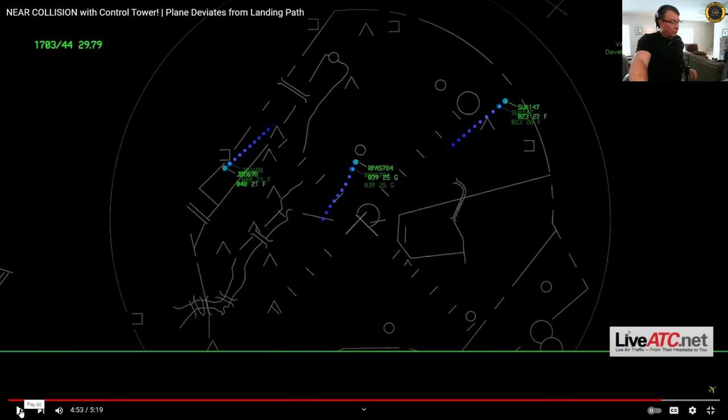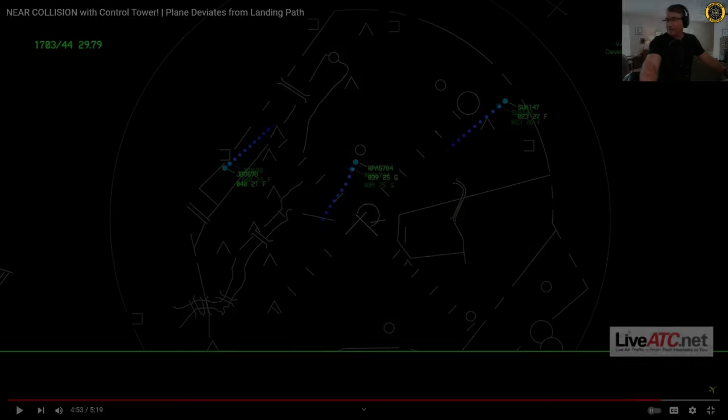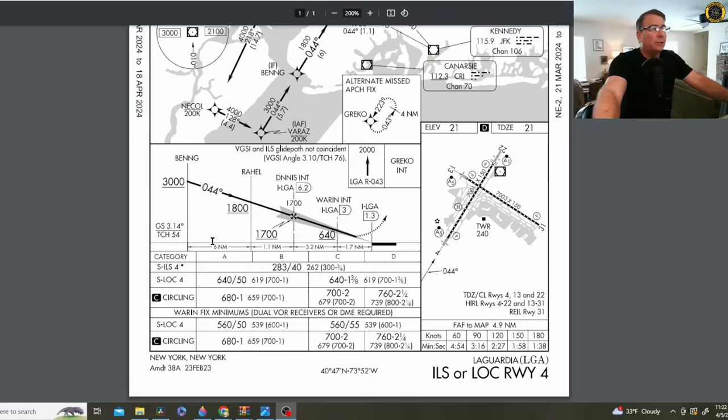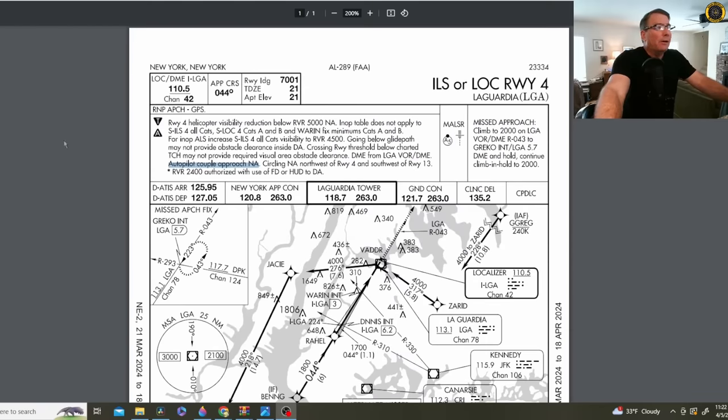Okay, now let's check out the instrument approach and the ATC briefing and some ADS-B data. A quick look at the FAA plates for the ILS or localizer runway 4 approach shows that the ILS procedure is up and operational, straight-in ILS 4 with a 3/4 mile visibility limit. But buried here in all the notes is a very important note: autopilot coupled approach not authorized.